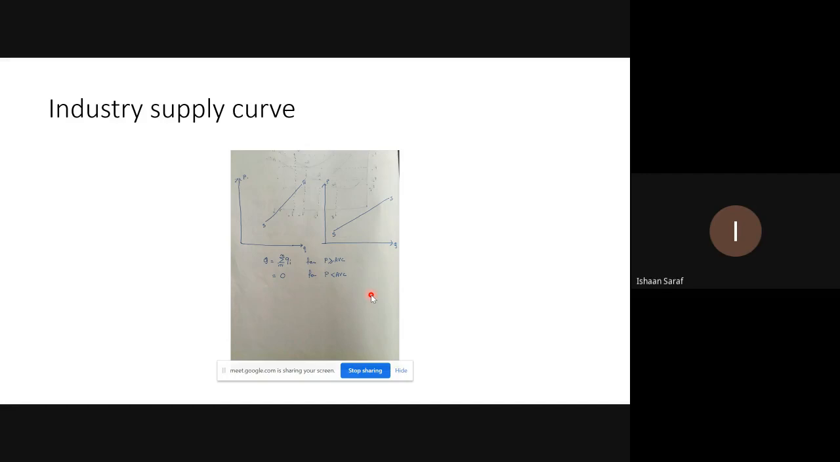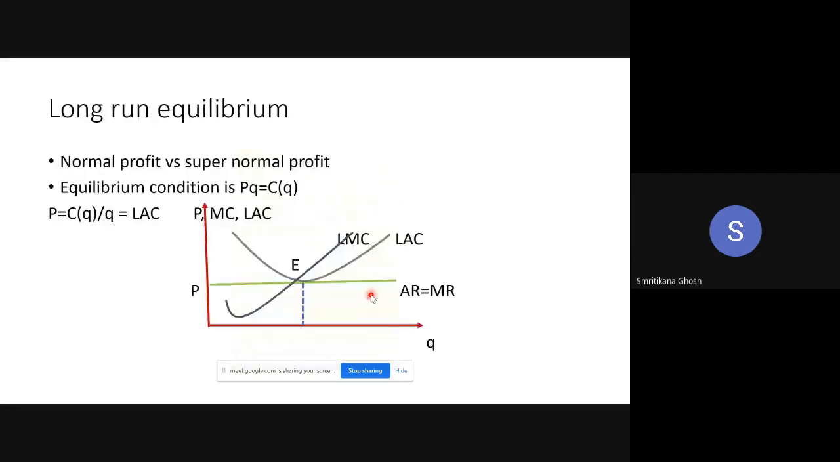Okay, so the short run is done. Now we are in the long run. Here in the long run, we are going to introduce a new concept, that is the concept of supernormal profit and normal profit. Before that, we know about profit. Profit is the difference between total revenue and total cost. If someone asks me to write the equation of profit, we write TR minus TC. This is profit.